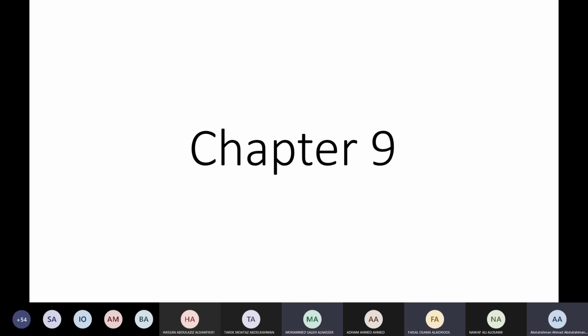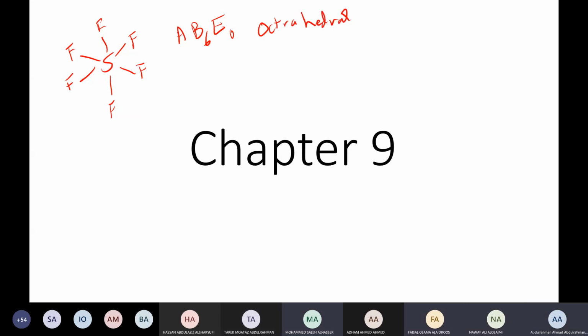So the molecular shape, we find it by drawing, or you memorize it. It's up to you. What's the electron domain for this molecule? AB6E0. What's the electron domain shape? Octahedral. What's the molecular shape? Also octahedral. Exactly. Very good. Now, let's go to IF5.